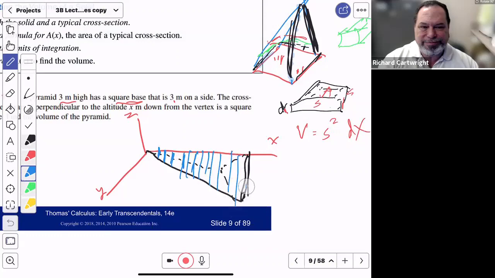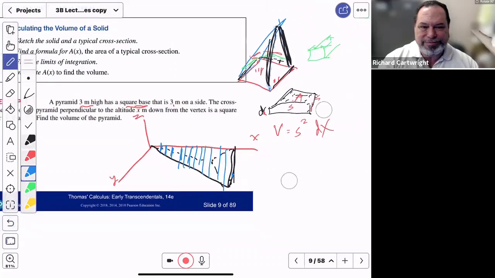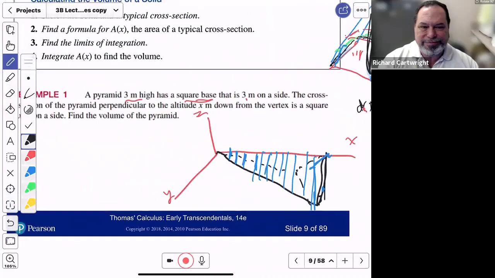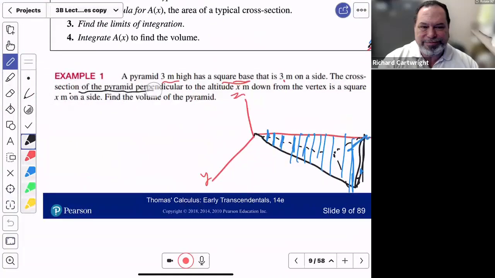What's the shape of each of these slices? Squares. Those are a bunch of squares that are coming off of here. And so when I move down, he says something here. The cross section of the pyramid perpendicular to the altitude, which means the height, which means I'm perpendicular. See, the squares are perpendicular to the imaginary altitude in there. It's the center line that connects to the base. So each of these squares are perpendicular to that.